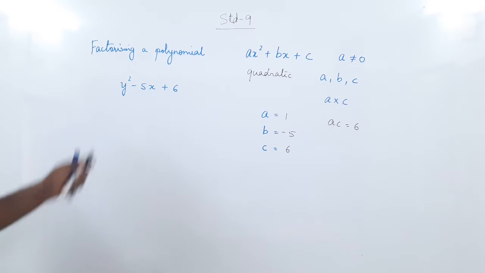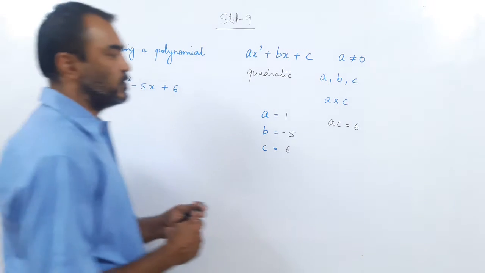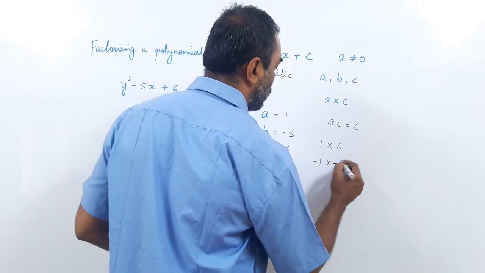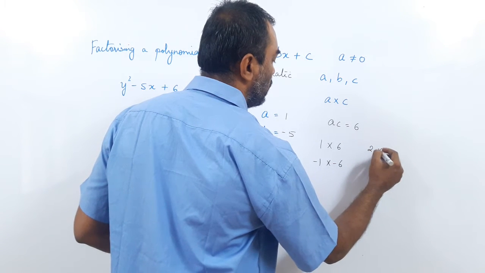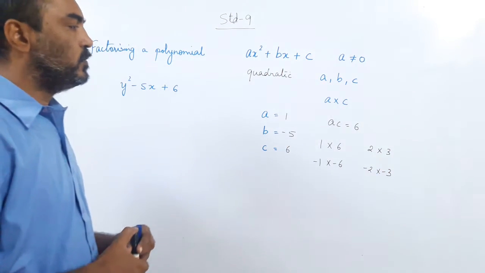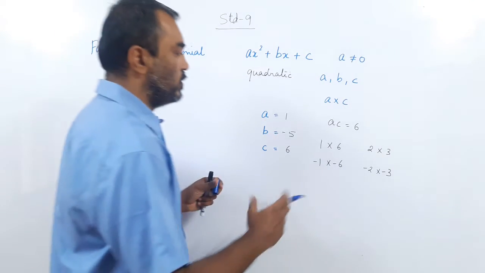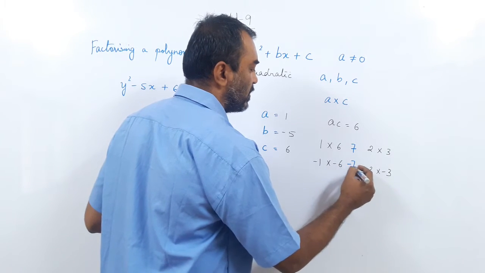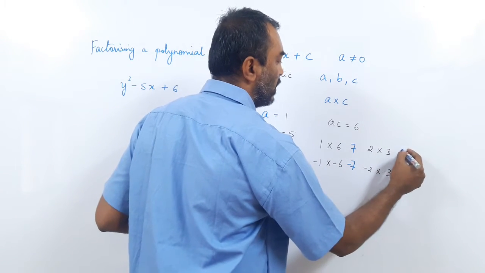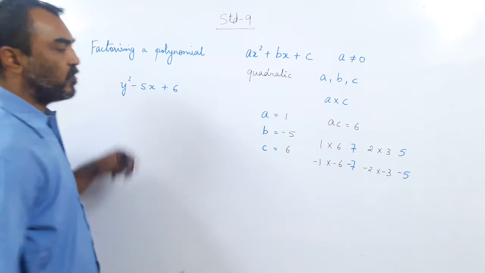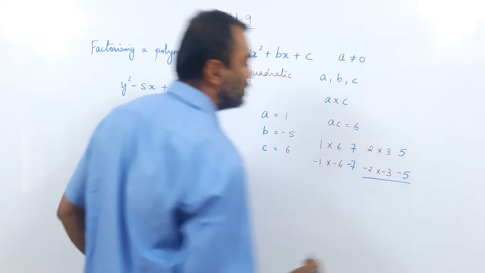Right. Now, we know the method, splitting the middle term. So, what do we do here? We find the factors of 6. The factors of 6 are 1 into 6, minus 1 into minus 6, 2 into 3 and minus 2 into minus 3. Now let me find the sum of all four. 1 and 6 make 7. Minus 1 minus 6 makes minus 7. 2 and 3 makes 5. And minus 2 and minus 3 makes minus 5. And since my b is minus 5, I will split it into these two terms, right?